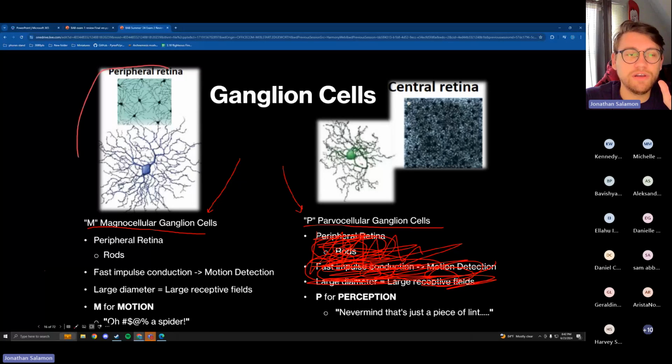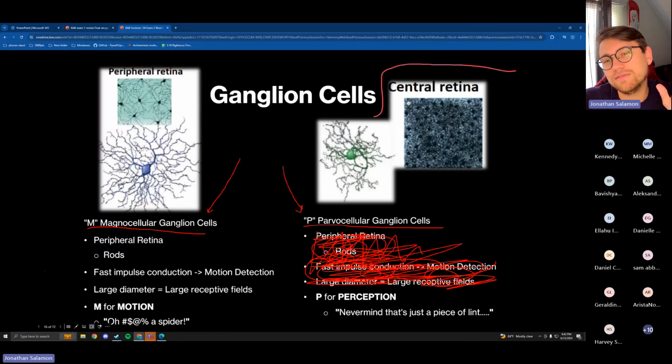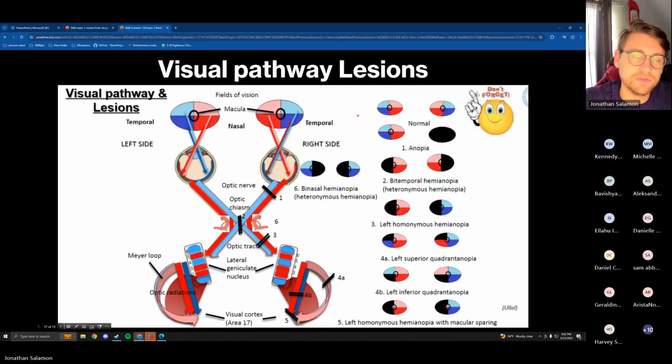These startle you when you think you saw a spider. These are the ones that you use when you realize it's just a piece of lint, right? Please know this. Visual pathway lesions, I highly recommend you're able to just draw this out. If you can draw this out, you can answer any question on it.